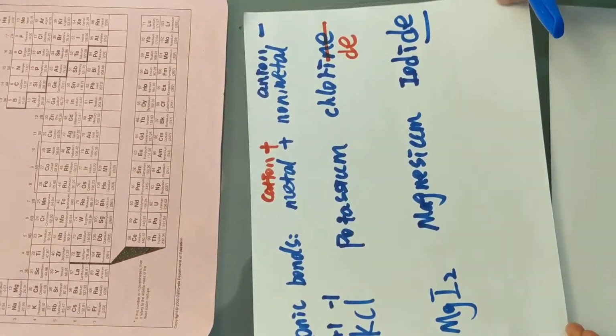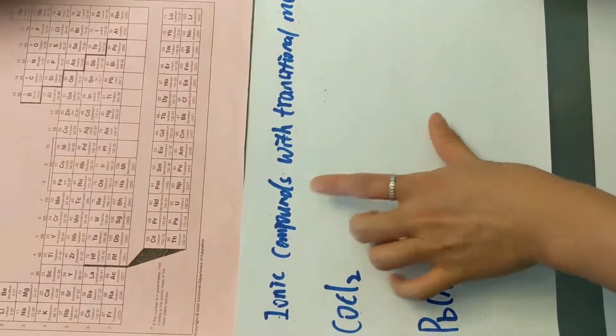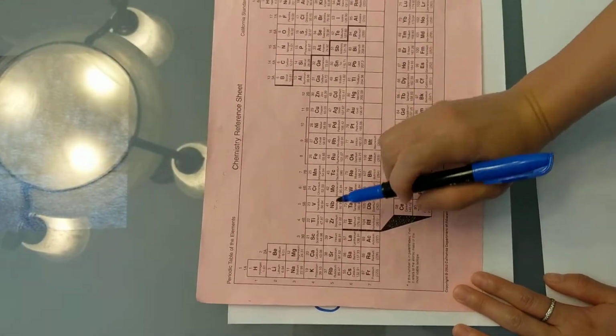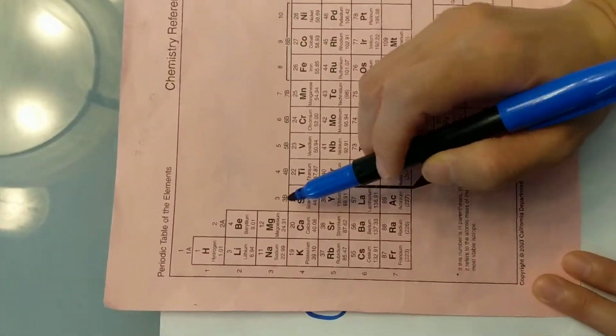Okay, let's move to the next one, which is ionic compounds with transition metal. So what is a transition metal? In the periodic table, it is from group 3B to group 2B. This is the transition metal.